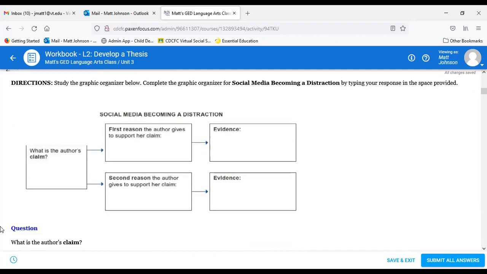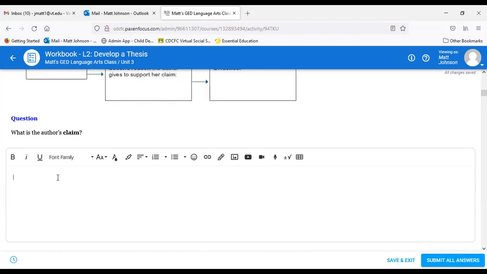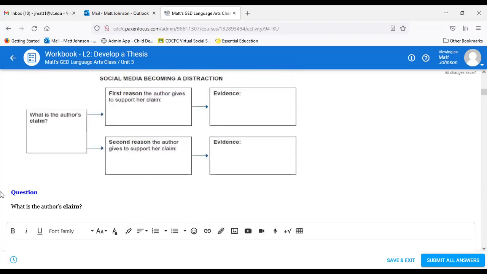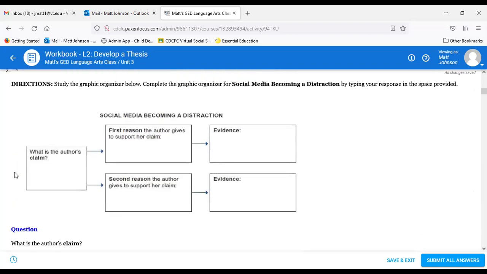And then we're going to go down here to type each response. It won't let us click in there, but that's the flow, right? We've got a little flow chart here. So what is the author's main claim? What is the thesis? What is the first and second reason, those supporting claims? And then what's the evidence? I hope seeing that helps you understand the breakdown here.